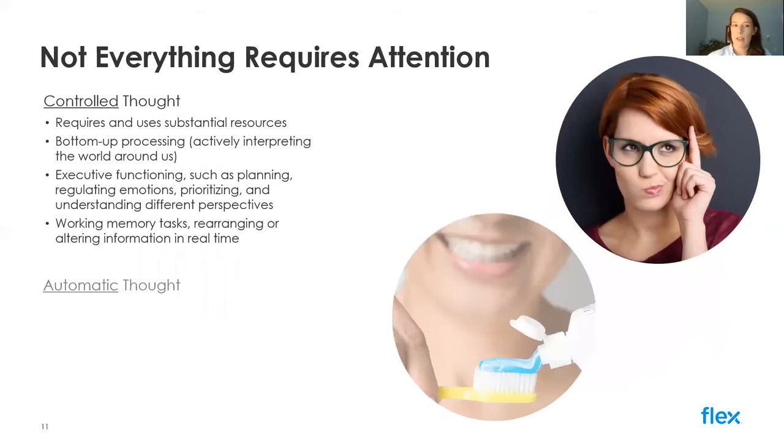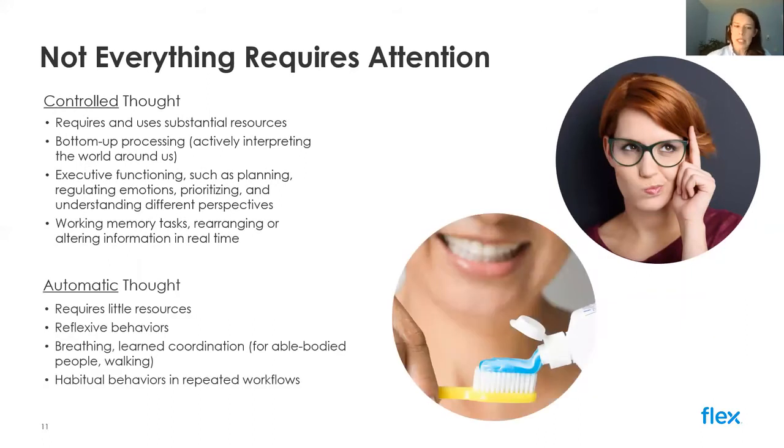But then you have things like automatic thought. They require very little resources. They're reflexive behaviors, breathing, walking, learned coordinations. It can be things like habits. So maybe checking your inbox every day. The way that you navigate in, let's say, Outlook or Gmail is something that's very automatic to you at this point. You don't really have to think too much about it. But the first time you encounter that particular interface, I'm sure that you actually had to use a good deal of resources to figure out where everything was.